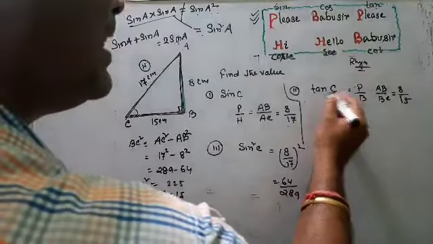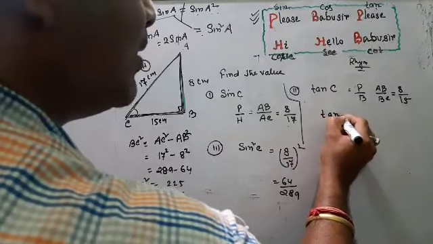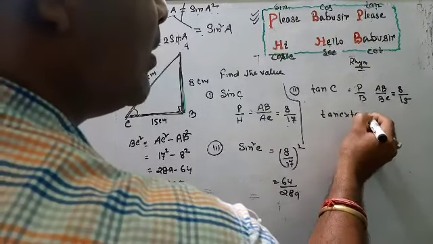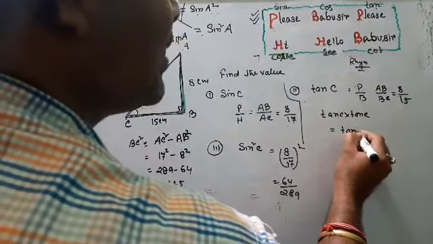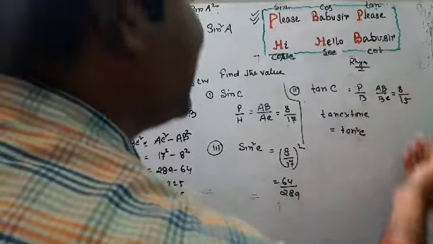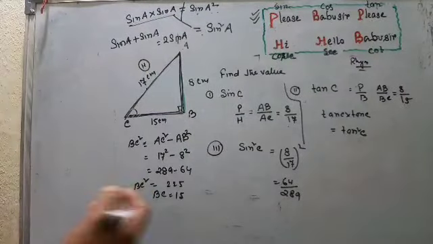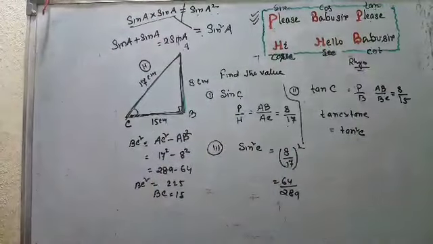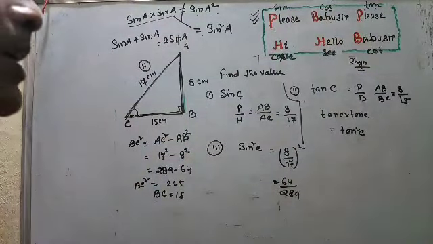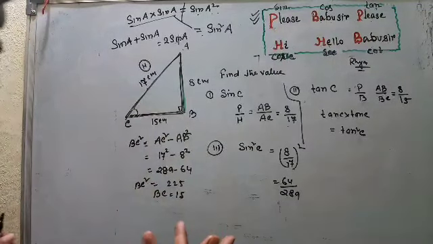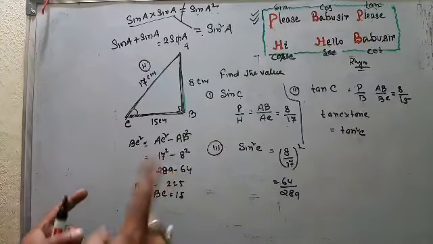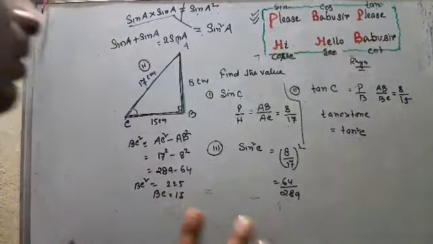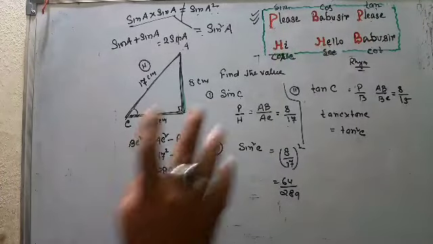Tan C into tan C is tan square C, not tan C square. For all, sec A into sec A is sec square A. Cot A into cot A is cot square A. Cot C into cot C is cot square C, not cot C square. Clear? So hope you understand.